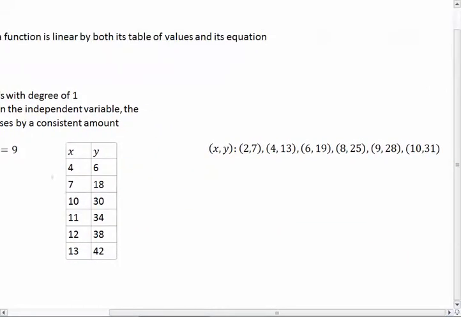So take a look here. When I go from 4 to 7, how much do I add? 3. When I go from 7 to 10, how much do I add? Okay, so what it says is, if I make the same increase in x, then I should have a consistent increase in y. So from 6 to 18, how much do I add?